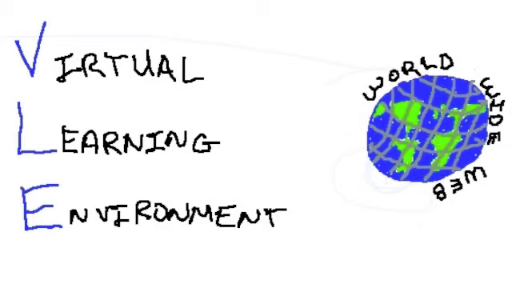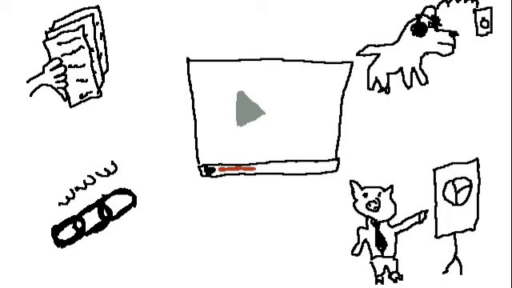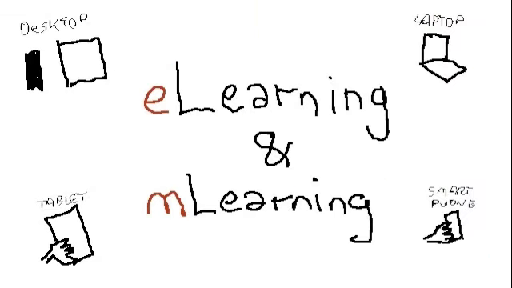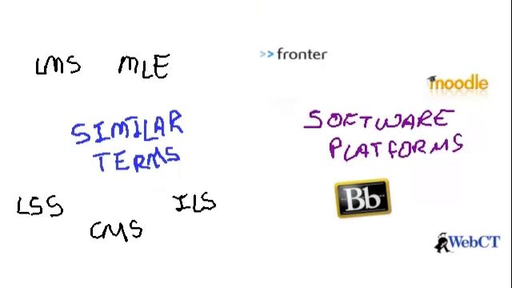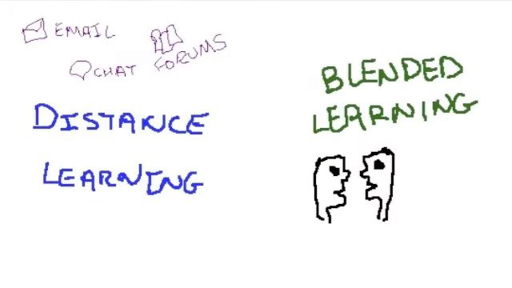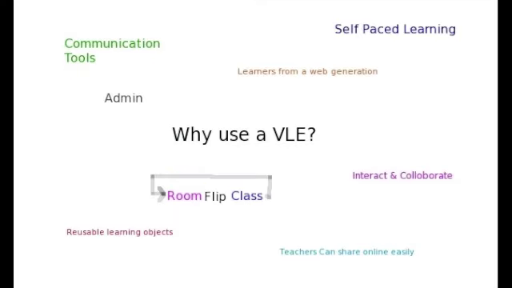In this tutorial, we discovered that a virtual learning environment is an online learning system with tools that can replace and enhance traditional learning approaches. Teachers can easily share resources and monitor activities for students. We also learned about the terminology that exists in the area of e-learning. The pure distance learning and the blended learning approaches were also described. Finally, reasons for using a VLE were outlined.